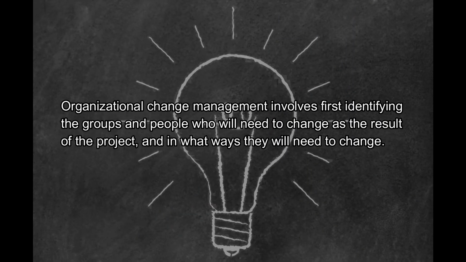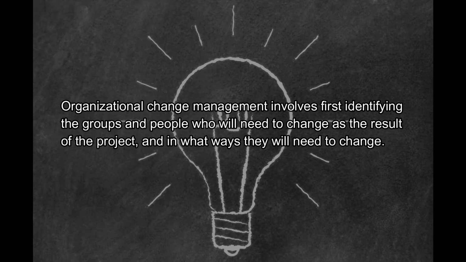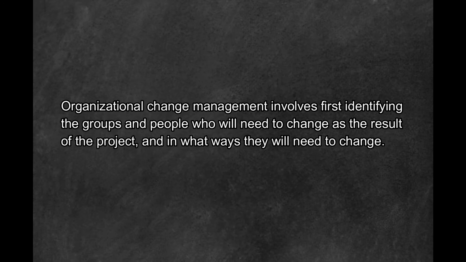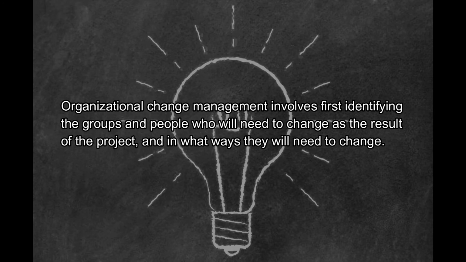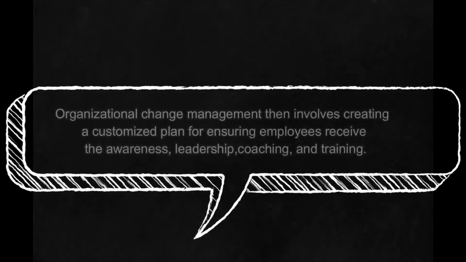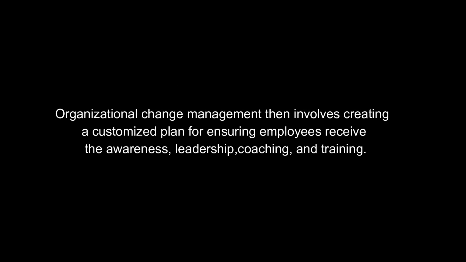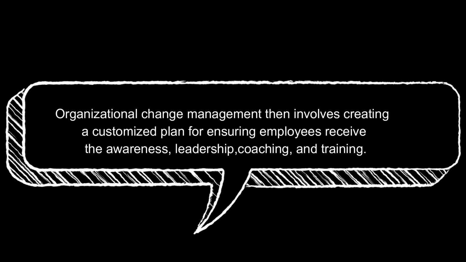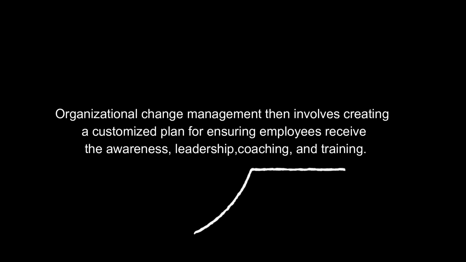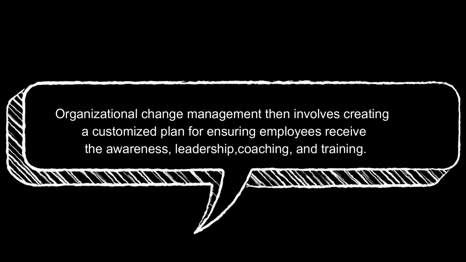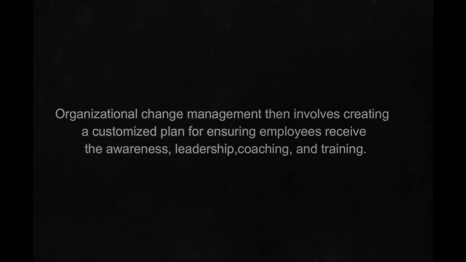Organizational change management involves first identifying the groups and people who will need to change as the result of the project and in what ways they will need to change. Organizational change management then involves creating a customized plan for ensuring that the employees receive the awareness, leadership, coaching, and training they need in order to change successfully and adapt to the environment that they need in this project.